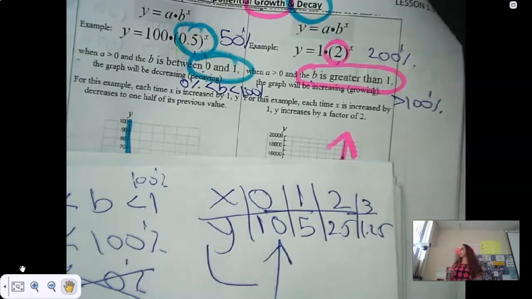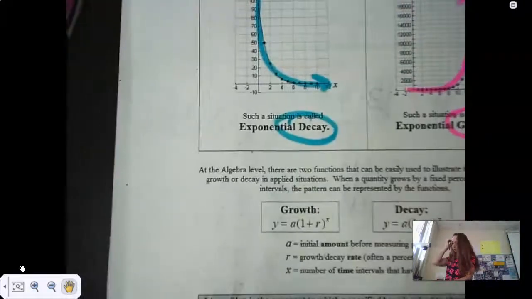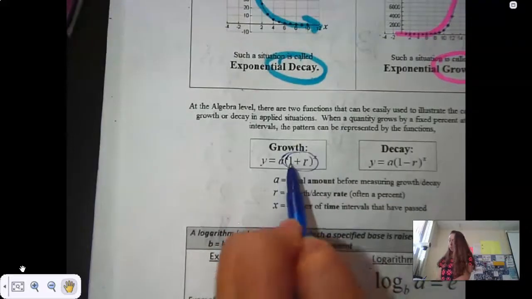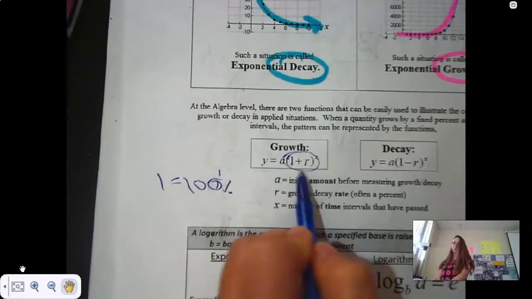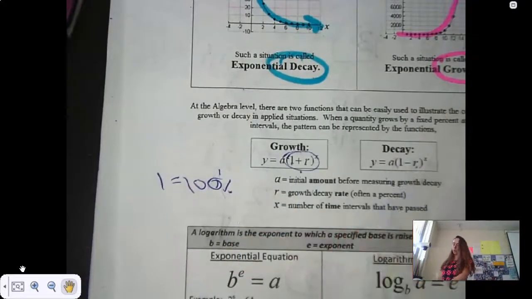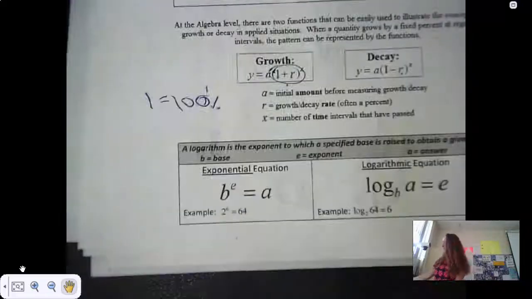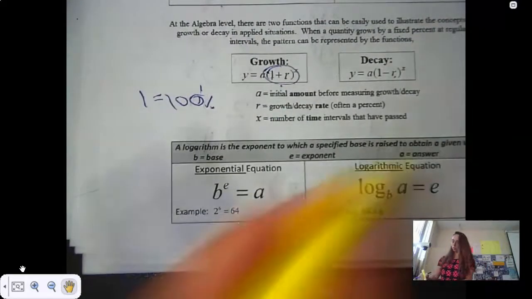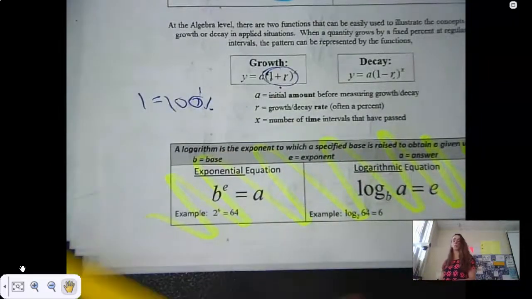So think of it as a percent. It's either more than 100% or between 0 and 100%, okay? And so when you look here, the rate, 1 represents 100%. So you're either more than 100% or you're less than that with a decimal, okay? And then this is just good information. We need to make sure we know how to change things from exponential form to log form. It was a good space to put it, okay? So let's do some examples.